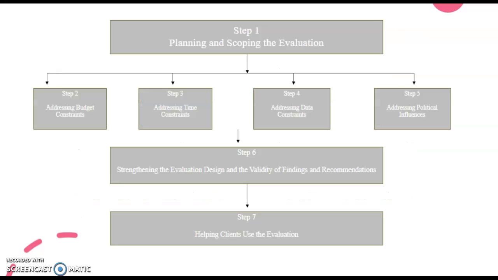This graph illustrates the process of planning and scoping an evaluation. As you can see, it is a 7-step process that addresses the four most important interferences with time constraints. Steps 6 and 7 identify ways to validate and strengthen a study and include steps on using the evaluation for clients.